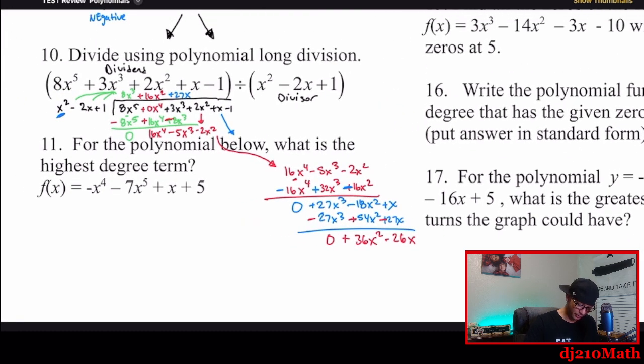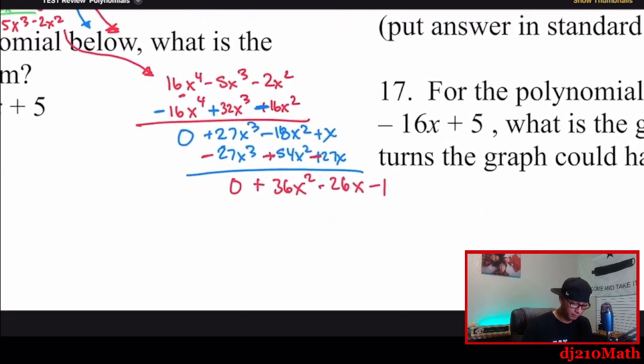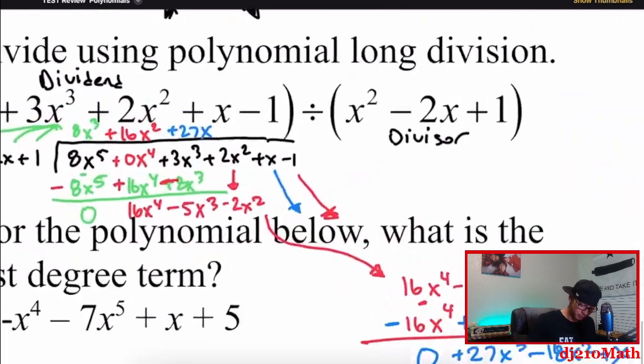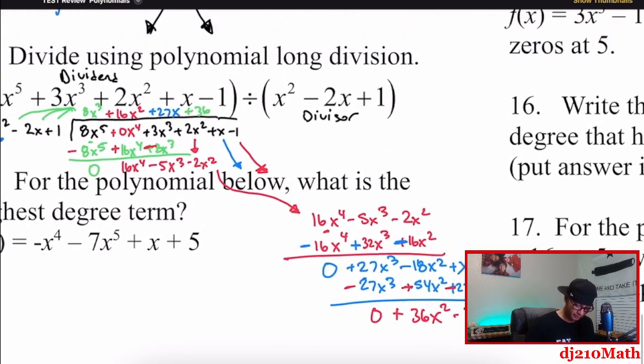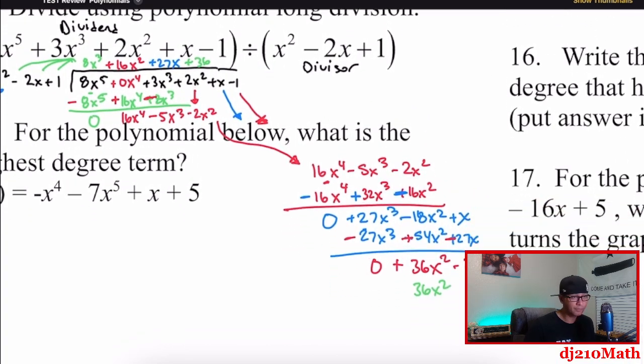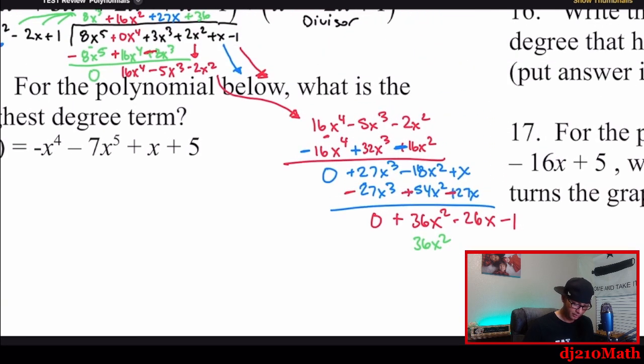All right, last step. We got to bring down the negative 1. So then minus 1. Okay, x squared times what gives me 36x squared? It's going to be 36. So plus 36. Now 36 times each of the divisor terms, we get 36x squared. 36 times negative 2 is negative 72x. And then times 1, it'll just be 36.